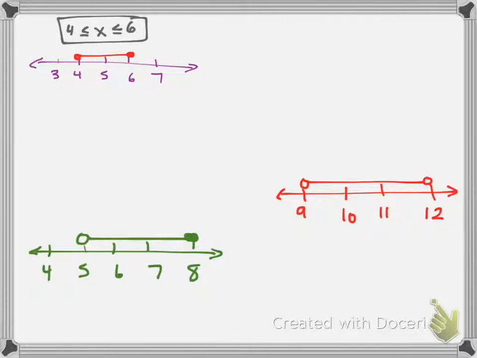For interval notation, if we have a closed circle like we have here, we're going to put a bracket, and we're going to put the number where that closed circle is, and then we have another closed circle with a bracket. This says exactly the same thing. So again, this represents the closed circle, and it's the numbers from 4 to 6.